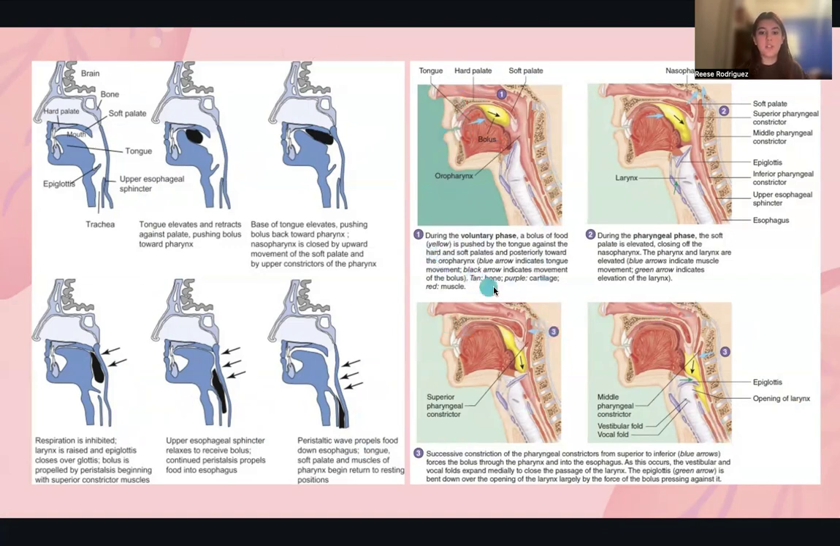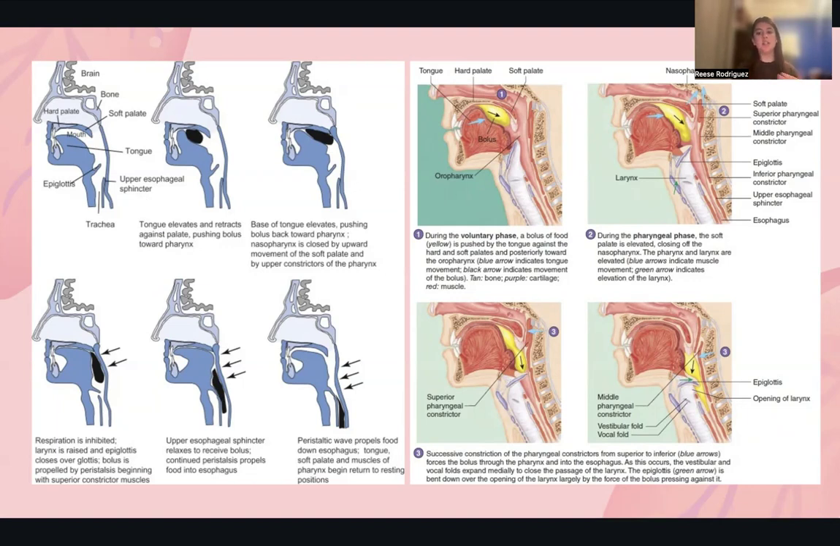Then we can take another look. So again, our first two stages are voluntary, which means that we have control. And here the bolus is being represented by the yellow coloring. So again, it is moving in a downward motion. It also gives us another idea of some things that are involved. Like in our first stage, it has our hard and soft palate once again, our oropharynx. And then when we move to our second stage, which is when the food will enter the pharynx, we have our superior, middle, inferior pharyngeal constrictors, lower and upper esophageal sphincters, our esophagus, our nasopharynx.